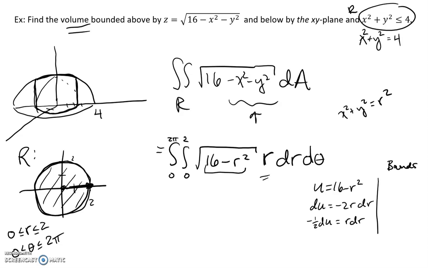So we've got that when r is, let's do our lower bound first, when r is 0, well, u is going to be 16 minus 0. So we've got u is 16. And then when r is 2, we've got that u is going to be 16 minus 2 squared, which is 4. So u is going to be 8. Oops, sorry. 16 minus 4 is 12. We can do math.